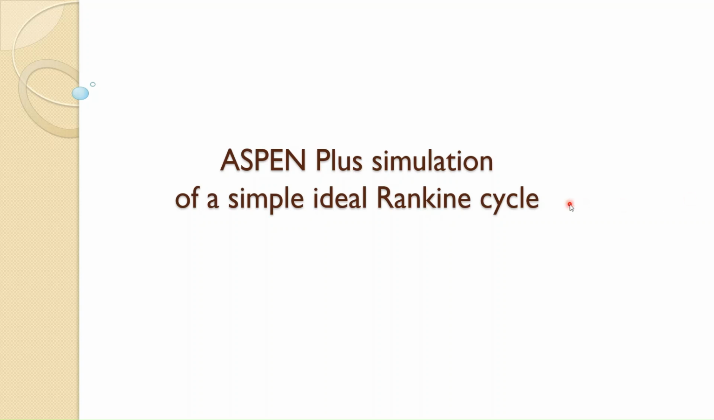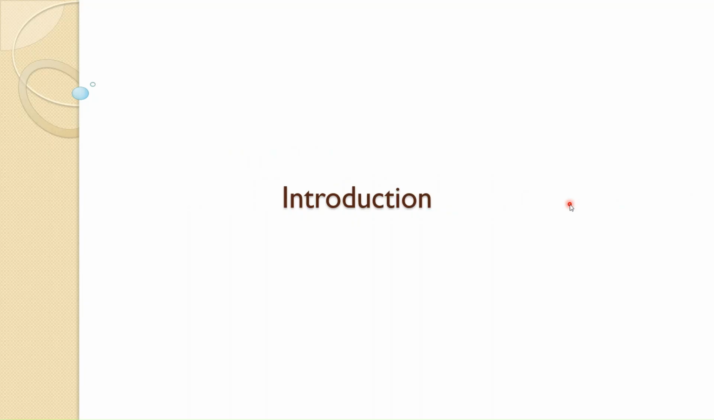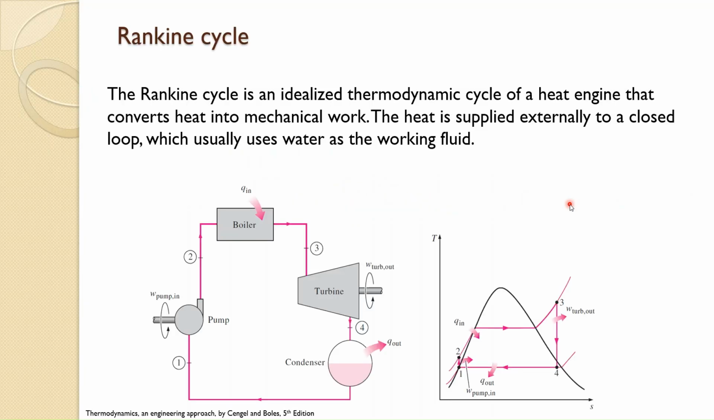Welcome to this tutorial. In this tutorial, we go through Aspen Plus simulation of a simple ideal Rankine cycle. I start with a short introduction about the Rankine cycle. The Rankine cycle is an idealized thermodynamic cycle of a heat engine that converts heat into mechanical work. The heat is supplied externally to a closed loop, which usually uses water as the working fluid.